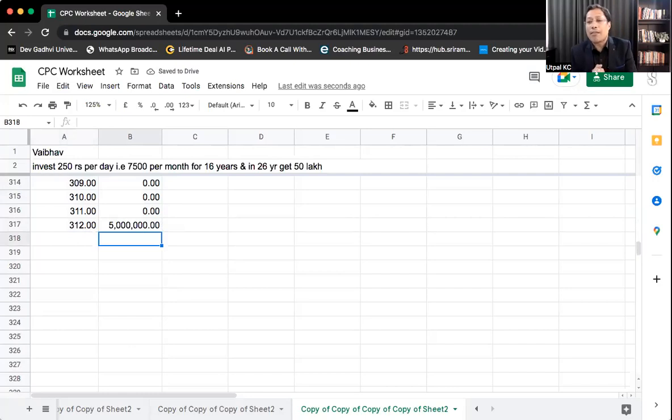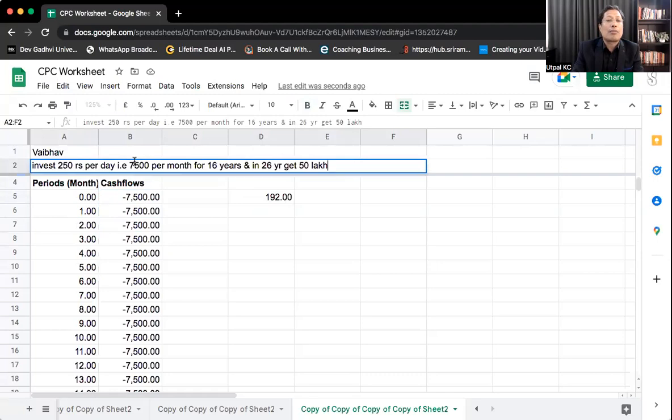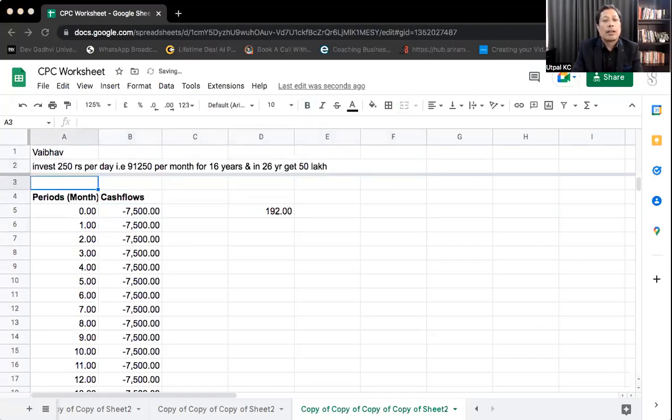Vaibhav says they have written invest 250 per day, but he is sure they will take a yearly premium. Oh, acha, is it like that? Okay, if they are taking yearly, then you'll have to put it yearly. Always be sure. So 250 rupees per day, how much is it per year? 91,250. Then you will have to take it yearly, whatever way the cash flow is.